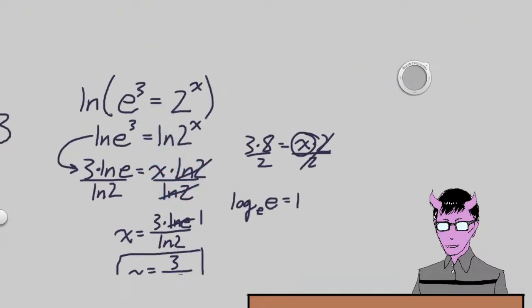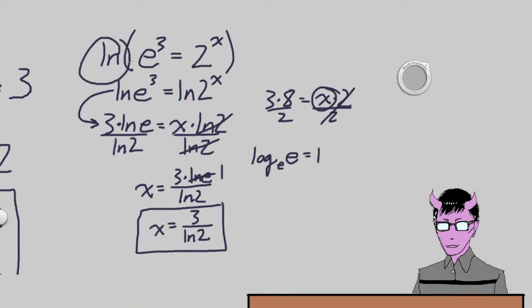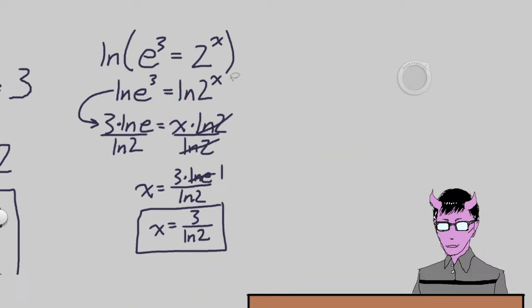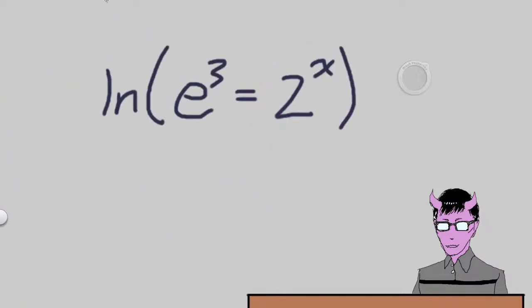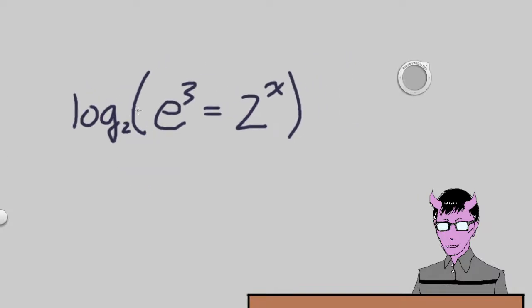Alright, so what if we had not chosen natural log? What if you chose some other log base? Probably the most common other log base would be log base 2. So let's not use natural log, which is 2 letters; we're using 3 letters with a subscript. We're applying log base 2 to the left-hand side and then to the right-hand side, not multiplying.